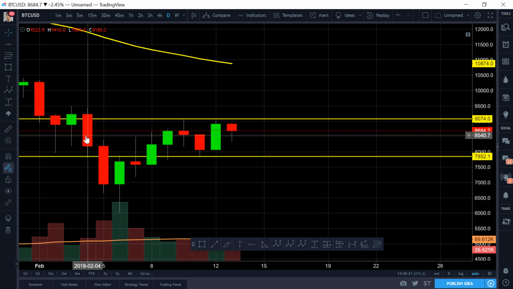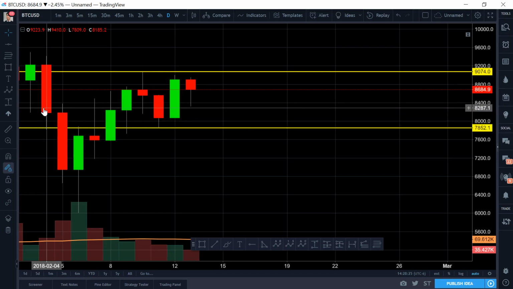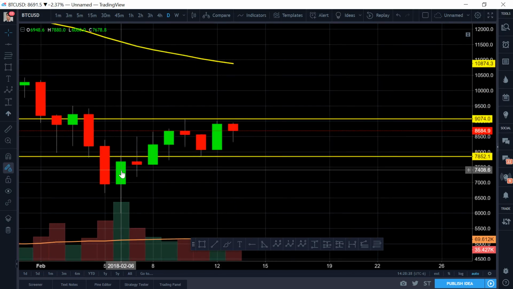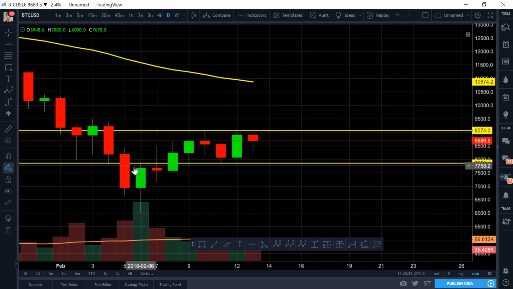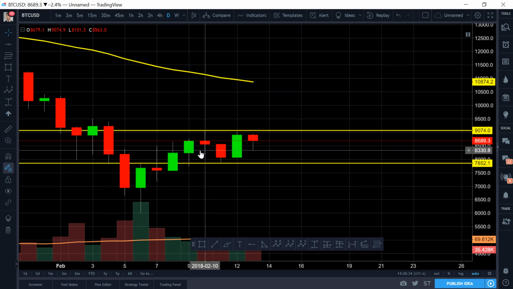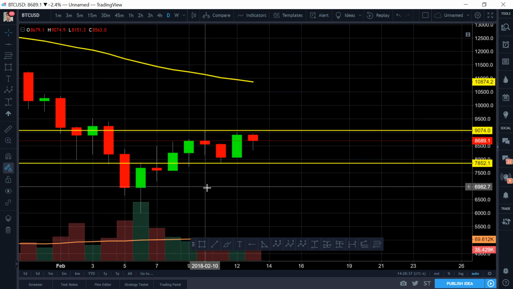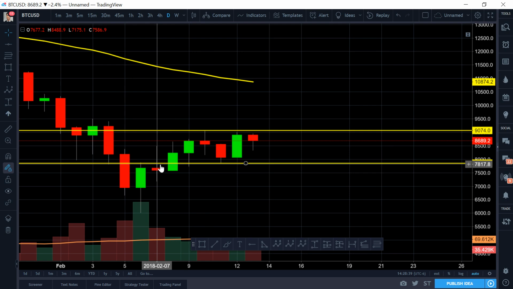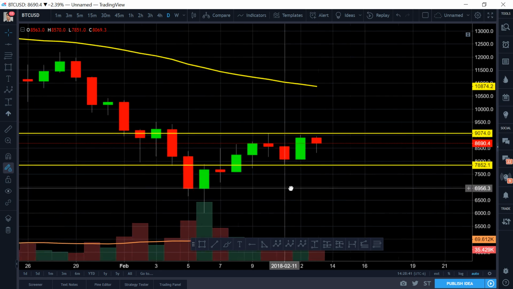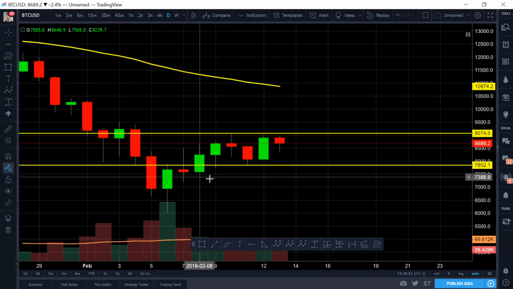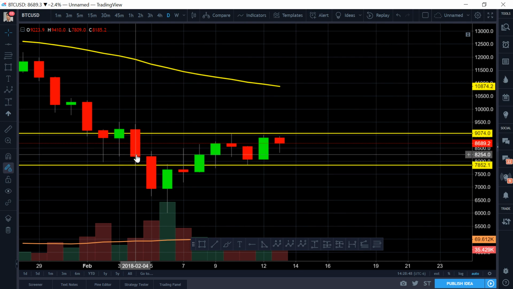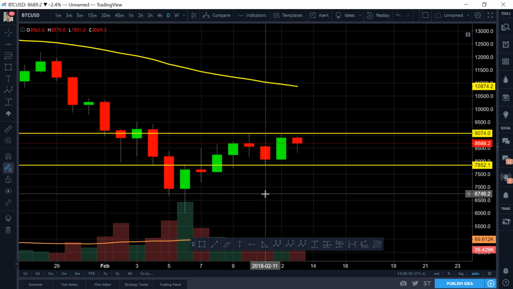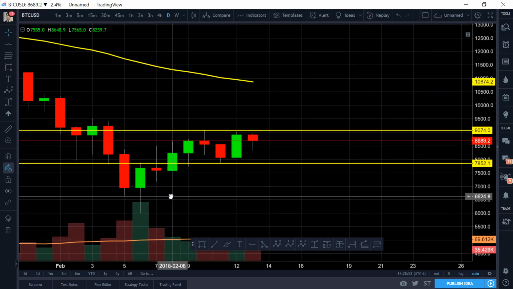And naturally, we met resistance on the prior candle right here around the 7,800 range, which was right here, 7,800. So we finished off the day rejecting it right there. And the next day, a lot of people thought that we were going to downtrend again because it closed off with this doji type candle, right? Doji, shooting star, whatever you want to call it. I'll call it a doji. So it tried to bounce up and break to this previous high or previous low right here, but it just couldn't do it, right? So we call this an indecision candle.